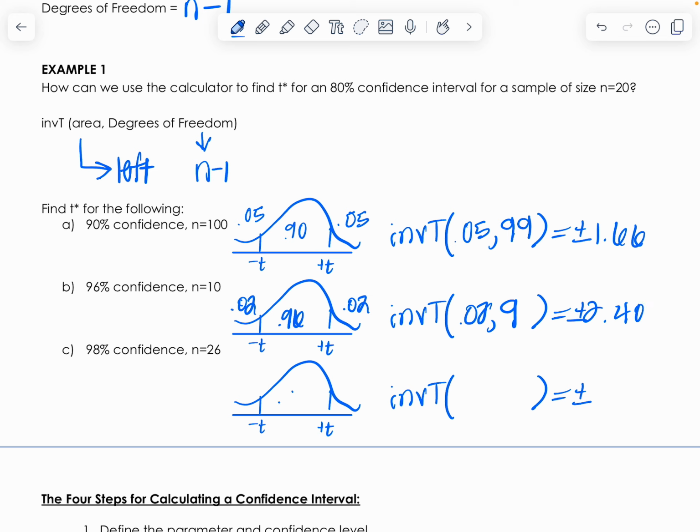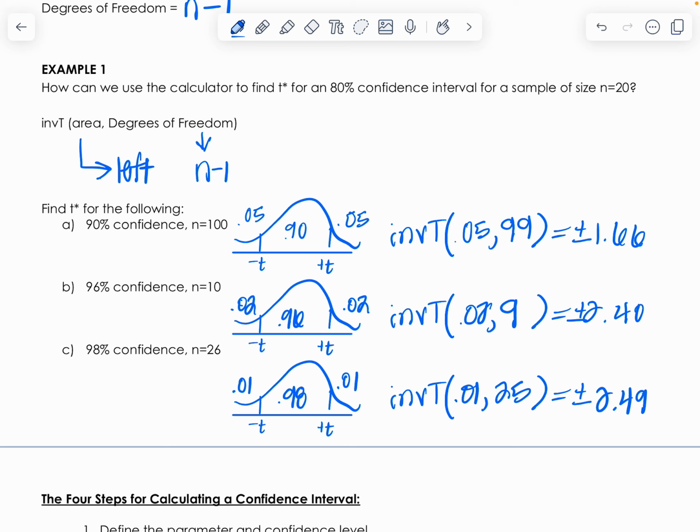And then here we've got 98% in the middle, so 1% and 1%. All right, so inverse t, 0.01 is our area to the left. And if we've got n equals 26, we have 25 degrees of freedom. Okay, so this is plus or minus 2.485, so 49. Okay, so that's our new critical value.